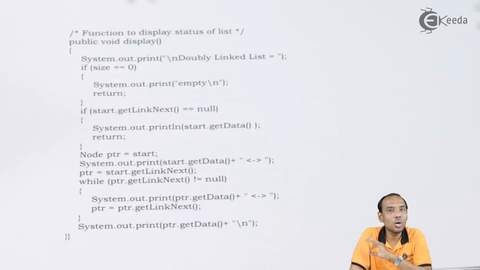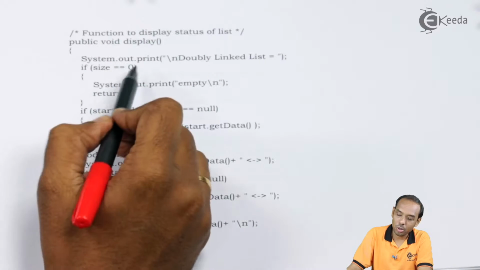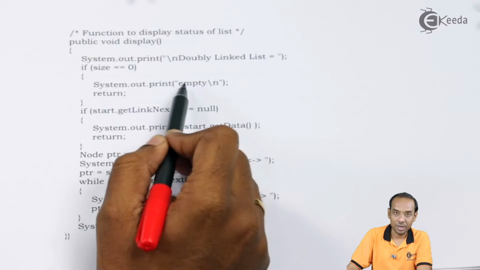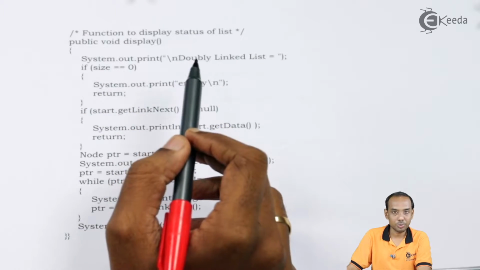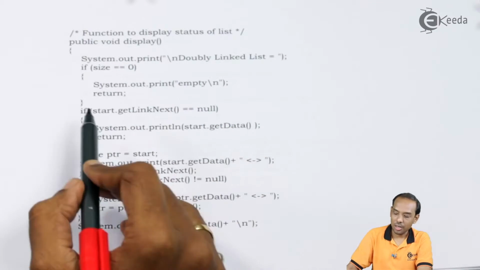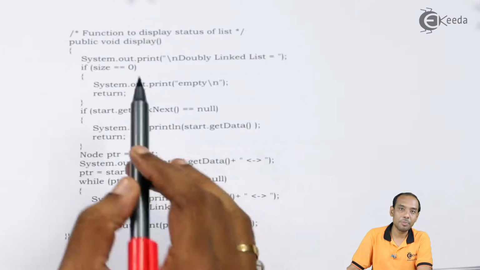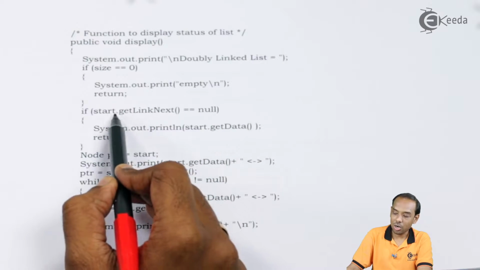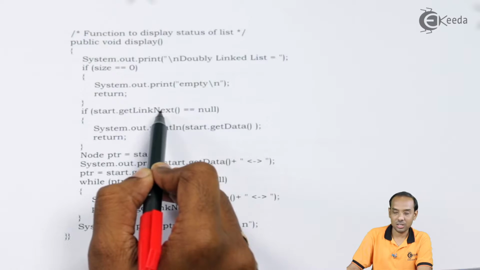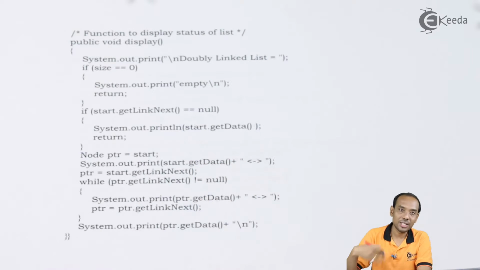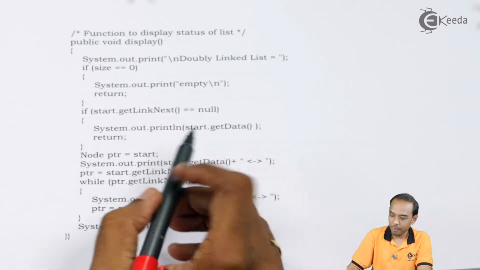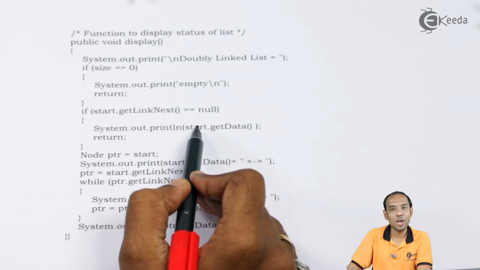So if size equal to 0, it means that the doubly linked list is what? Yes, you have guessed it right. It is empty. So if size equal to 0, we are going to write empty and then return the value. Now if size is not equal to 0, there are some elements present. In that case, if start dot get link next is equal to null, so next is not present, it means that there are some values already present. In that case, we have to just get the value of start.